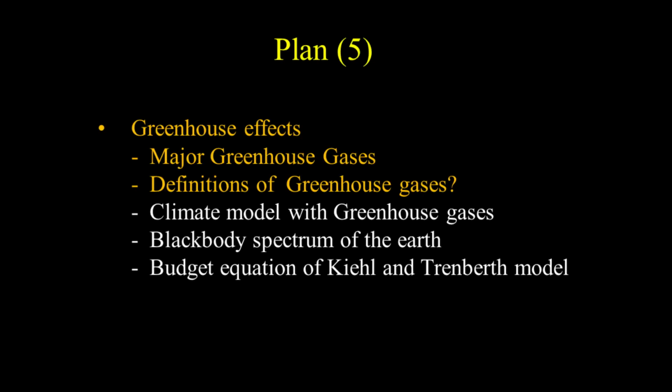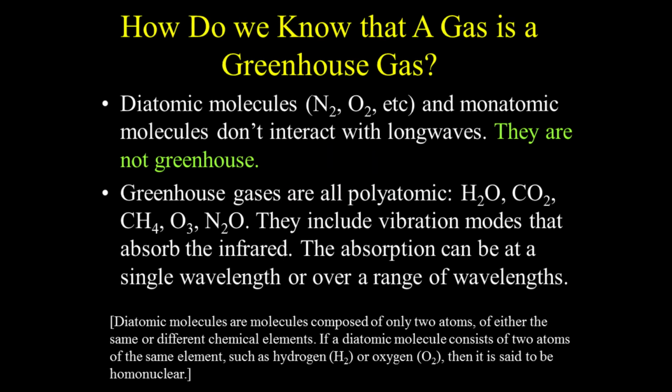Now we will talk about the definitions of greenhouse gases. How do we know that a gas is a greenhouse gas? To answer this question, let's first recall the notion of diatomic and polyatomic molecules. Molecules that are composed of only two atoms of either the same or different chemical elements are characterized as diatomic. If a diatomic molecule consists of two atoms of the same element, such as hydrogen or H2, or oxygen or O2, then it is said to be homonuclear.